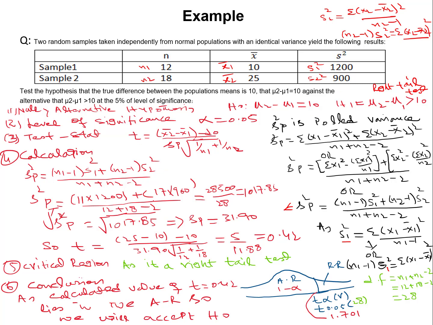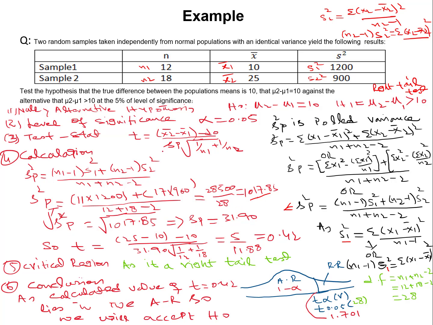s2 square is 900. So we put 17, because n2 is 18 and 18 minus 1 is 17, multiplied by 900, divided by n1 which is 12 plus 18 minus 2. When you simplify it, you will get this value. This is the variance value. When you take the square root of this s square p, you will get the standard deviation, which is called pooled standard deviation. So the pooled standard deviation is 31.90.